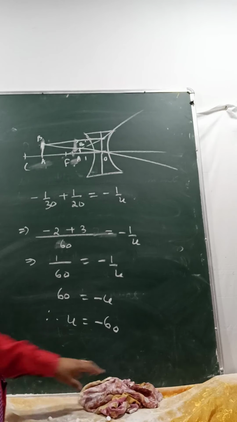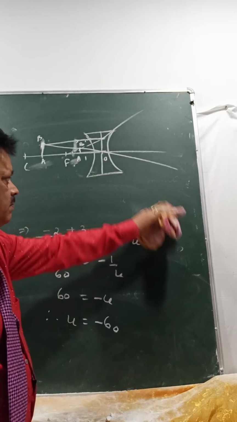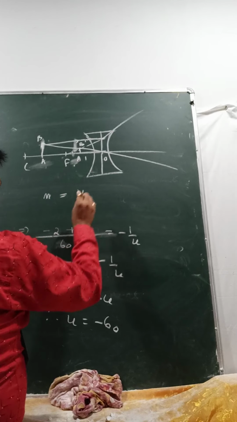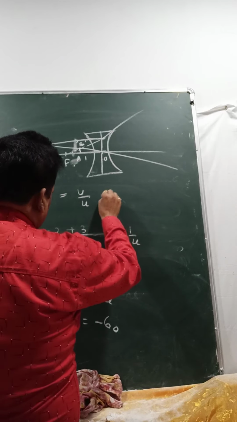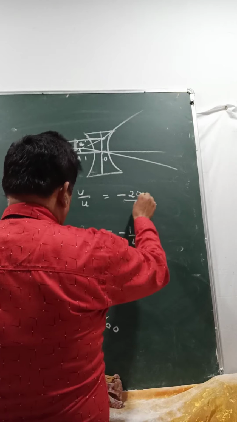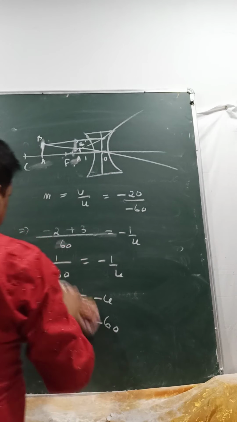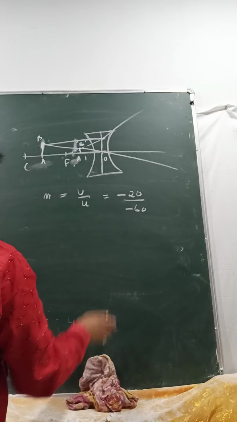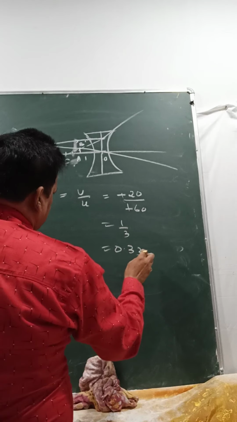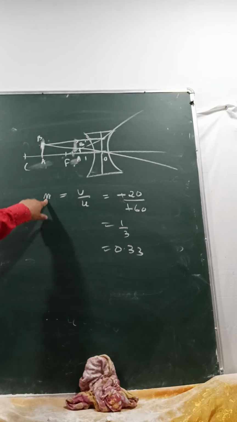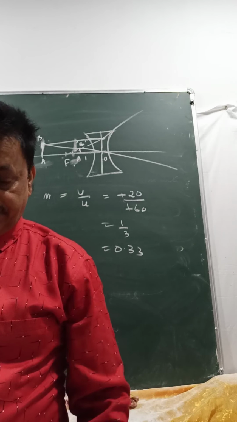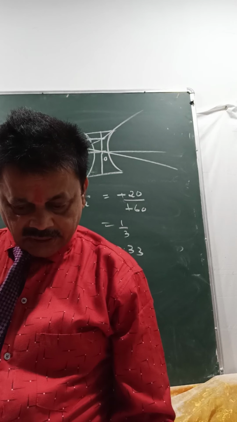So magnification formula is V by U. Magnification equals V by U. So V is how much? V is minus 20 by minus 60, that is 1 upon 3. That means 0.33 magnification. So obviously this is smaller than the object. Okay, any more questions?